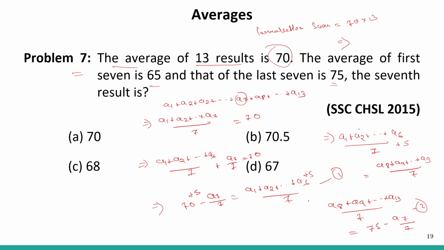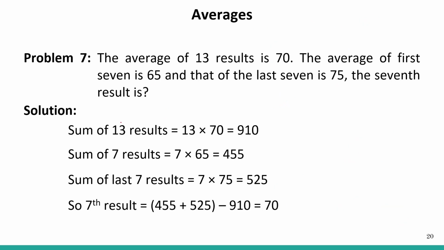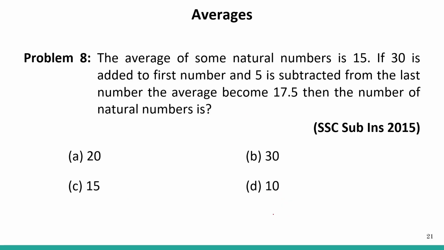Okay, so let's see. Sum of the 13 results is equal to 910. Sum of the first 7 results is 455. Sum of the last 7 results is 525. So the 7th result will be this much minus this, that is equal to 70, because the 7th result is repeated twice. If we subtract the whole cumulative sum, then what we are left with is only the 7th term. Okay, so let's go forward with problem number 8.